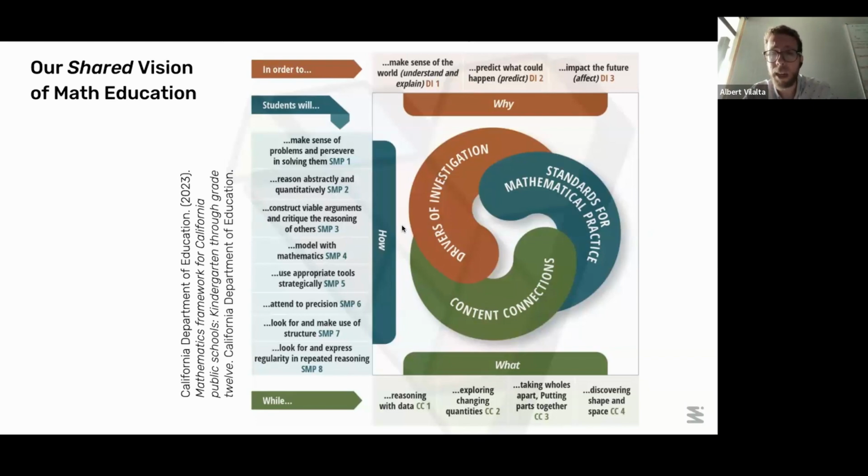We had the five processes back in the day: problem solving, reasoning and proving, or reasoning and argumentation, then communication, then representation, connections. Nowadays, in the US, we have a framework in which we go deeper into eight mathematical practices. And this is the how we do and learn math, right? It's like we give meaning to the content.